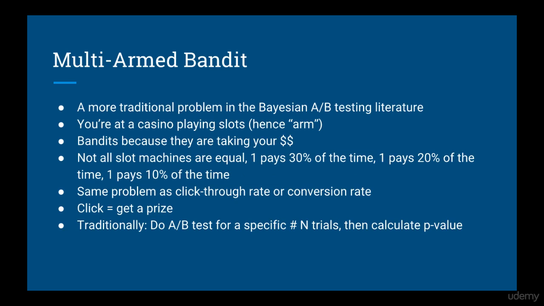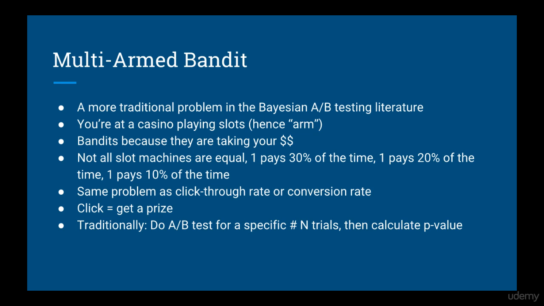To illustrate this point further, I'm going to use a more traditional example from Bayesian A/B testing literature. We call this the multi-armed bandit problem, and it goes like this. You are at a casino, and you are playing the slot machines, hence the term arm. And they are bandits because they are taking your money. Not all of the slot machines are equal, so one might give you a prize 30% of the time, one might give you a prize 20% of the time, and another might give you a prize 10% of the time.